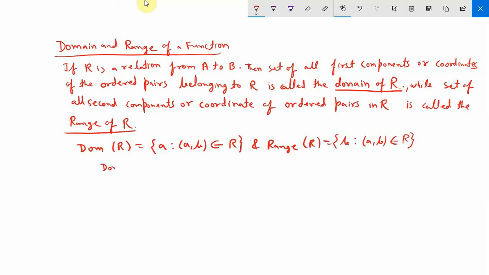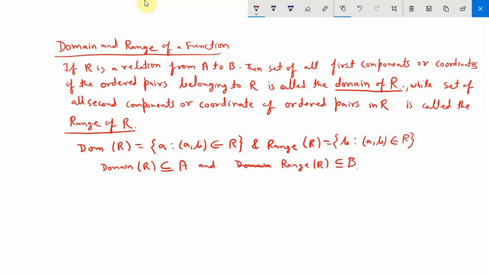So domain of R is a subset of set A and range of R is a subset of set B.